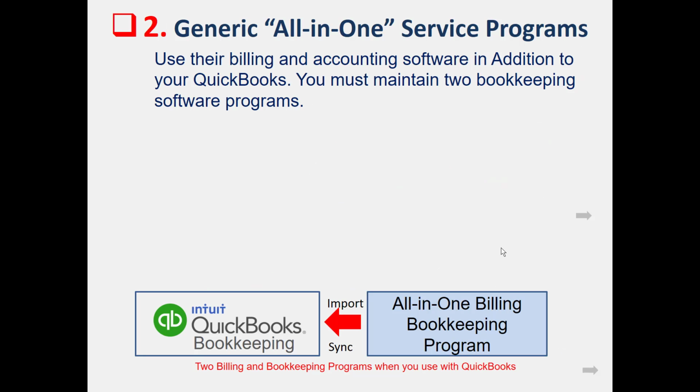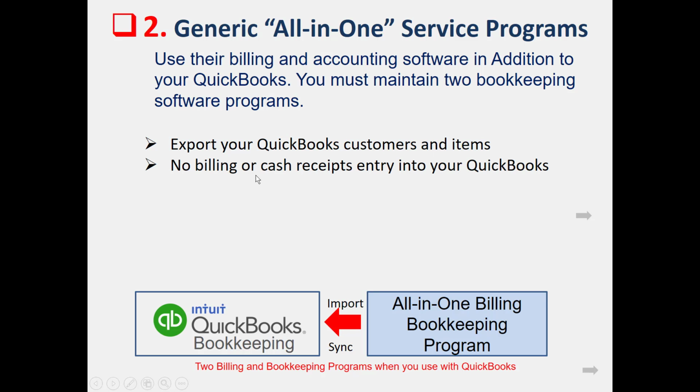The second type are the generic all-in-one service programs. Again, they have their own billing and accounting software built right into them. You do not need to have QuickBooks to use this type of software. But if you do decide to use this software with QuickBooks, you have to maintain 2 bookkeeping and accounting software programs. You'll export your customers and your items out of QuickBooks.